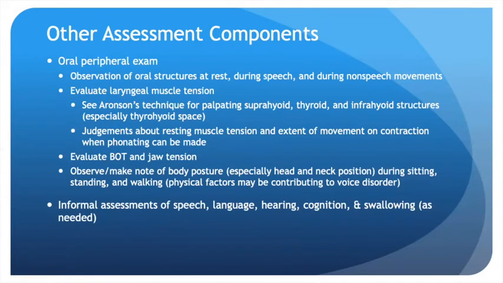So for other assessment components, you might do an oral peripheral exam. Observe the oral structures at rest, during speech, during non-speech movements, evaluate laryngeal muscle tension, you might do a palpation of the suprahyoid, thyroid, and infrahyoid structures. You might make judgments about resting muscle tension and the extent of movement on contraction, evaluate base of tongue and jaw tension, observe body posture during sitting, standing, and walking, since postural factors can contribute to a voice disorder due to excess tension and poor posture.